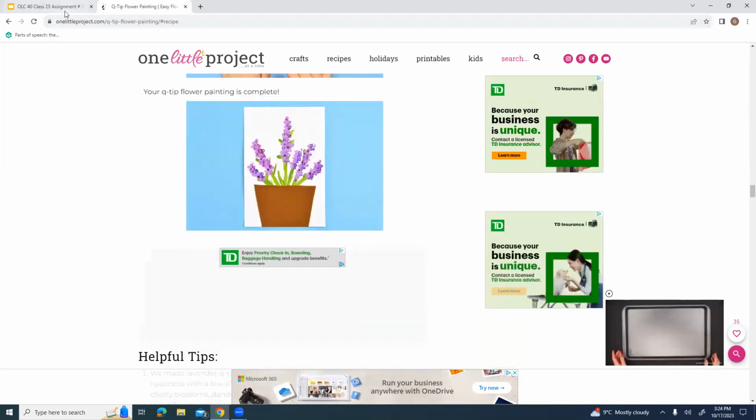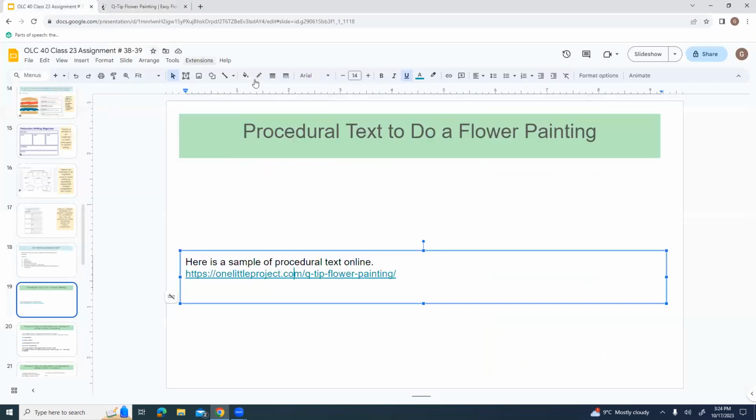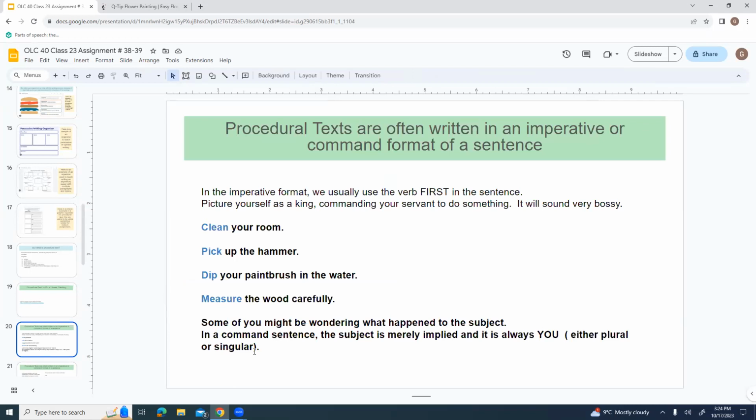Okay, so that's an example of a real life procedural text. If you've ever looked up how to do something on YouTube, that was procedural text. Okay, so that's what we're kind of trying to write basically.